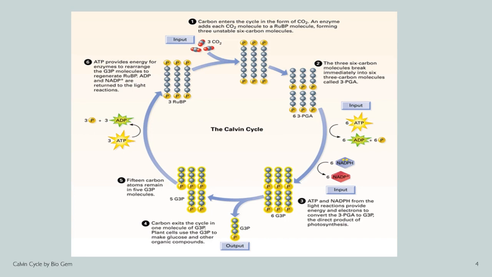So here you can see three carbon dioxide are joined together in the first step. If you want two molecules of G3P, you need to add six molecules of carbon dioxide. Am I right? So six molecules of carbon dioxide are used to form two complete molecules of glucose. Now back to step 4.